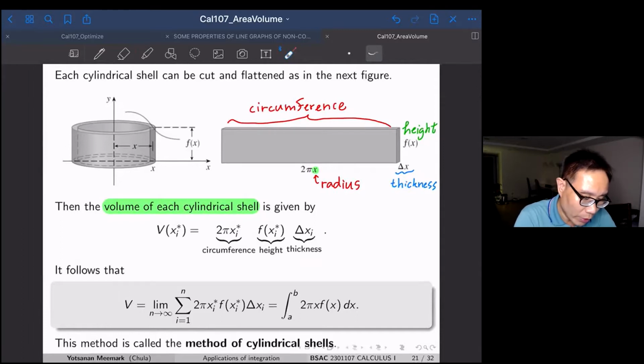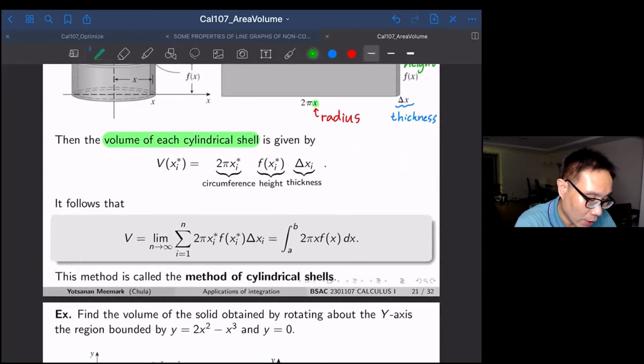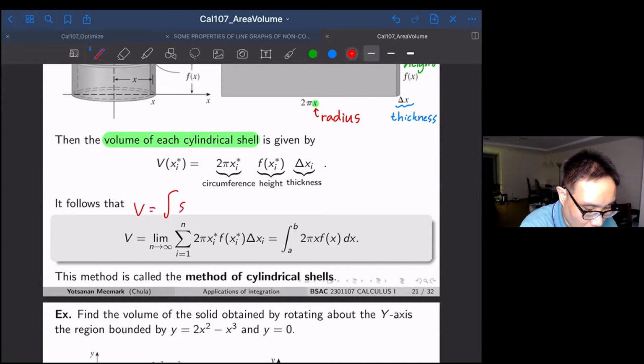And then you use the Riemann sum. It's going to be the sum of 2π xi* f(xi*) Δx. And this turns out to be the integral from a to b of 2πx f(x) dx. Normally I ask my students to memorize this in the way that the volume is equal to the integral of the shell.